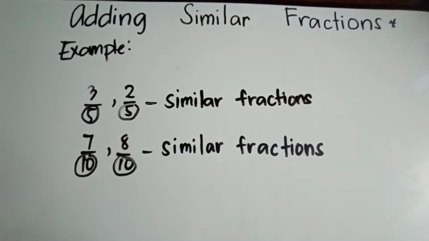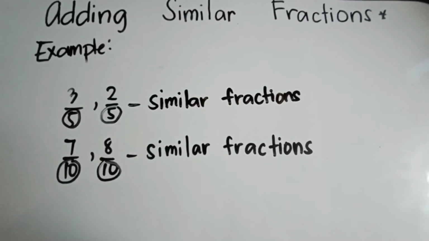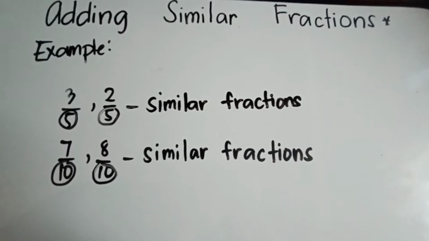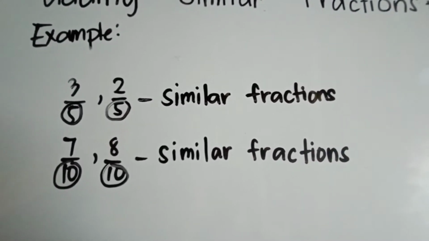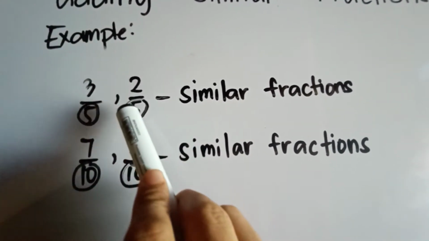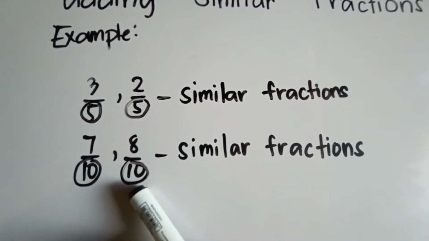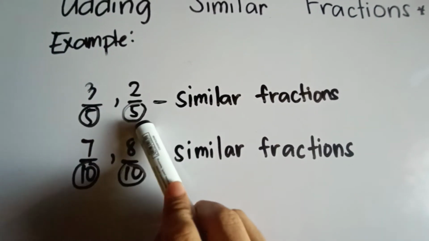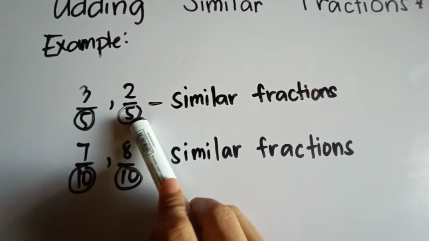Okay. This time, our topic is all about adding similar fractions. When we say similar fractions, these are fractions having the same denominators. So these are examples of similar fractions. We have here 3 fifths and 2 fifths. Another one, 7 tenths and 8 tenths. These two fractions are called similar fractions because they have the same denominators.